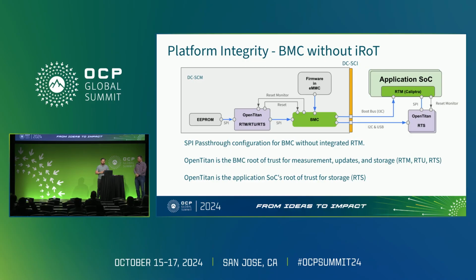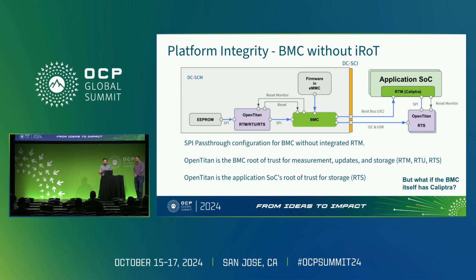We're using the OpenTitan instance attached to the BMC to provide root of trust services for measurement, update, and storage. And then on the application SoC, we're planning to integrate OpenTitan with an IROT, such as Calyptra. In that case, we're only fulfilling the root of trust for storage functionality.